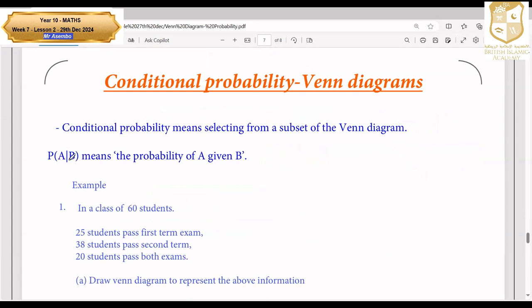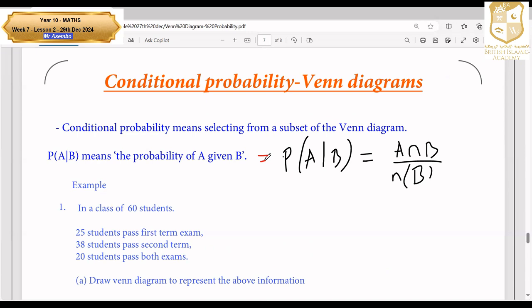Now, I want us to pick this question as an example. For the definition here, let's say we have 2 sets A and B. The probability of picking A given B is going to be equal to the probability of A, this line means given B, it is going to be A intersection B, and then divided by the probability of the set cardinality of B.